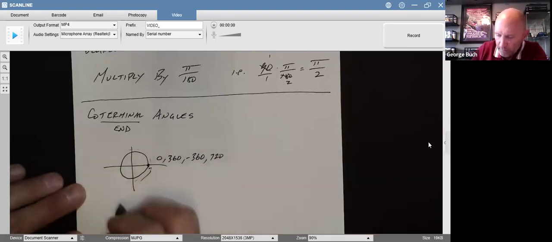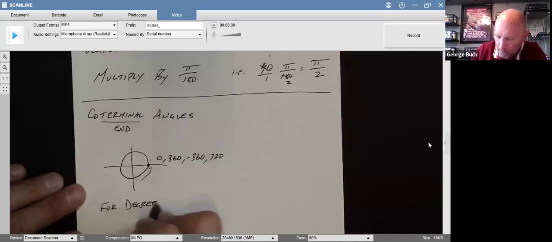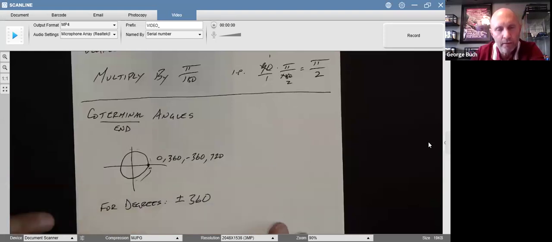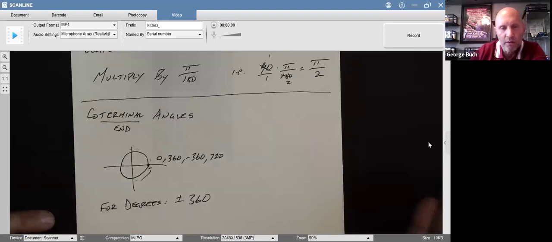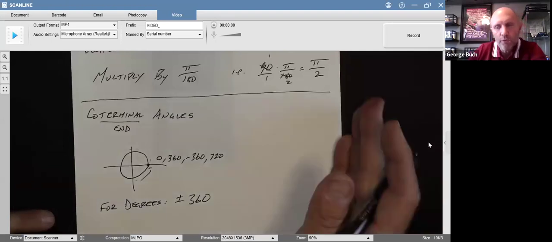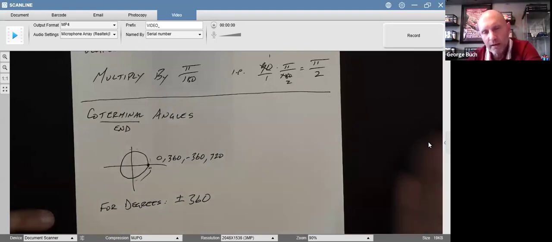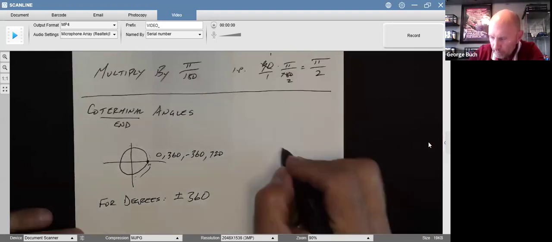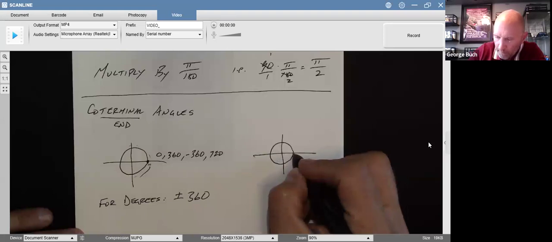So for degrees, if we want to find the coterminal angle, we just add or subtract 360. So if my angle was 30 degrees and I wanted to find coterminal angles, I would do 30 plus 360, plus 360 again, plus 360 again, or 30 minus 360, and minus 360 again, and so on and so on.